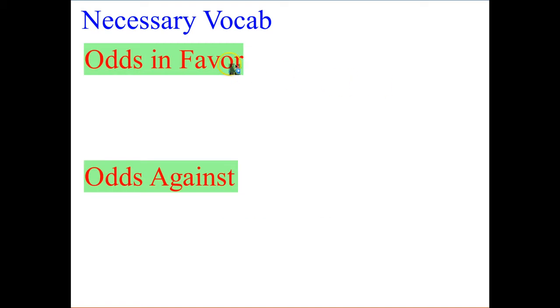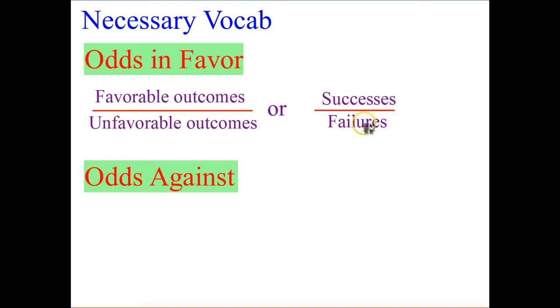All right, odds in favor. This is just when you take your successes and you compare them to your failures. Okay, so let's say you shoot 10 free throws and you make 7 of them. This would be 7 compared to 3. Normally you would say you made 7 out of 10. That's the probability, but these are the odds. What the odds are saying is 7 to 3. So there's 7 ways you can succeed, and there's 3 times that you're going to fail.